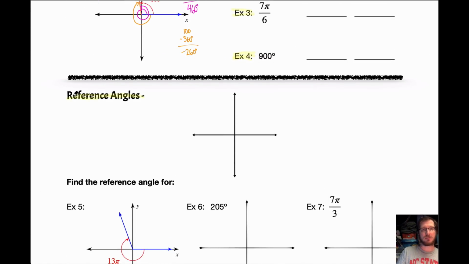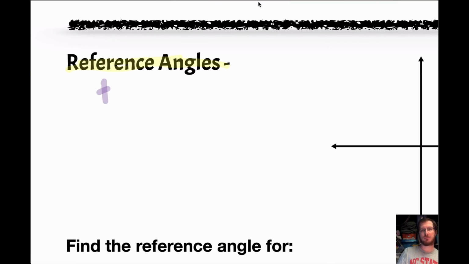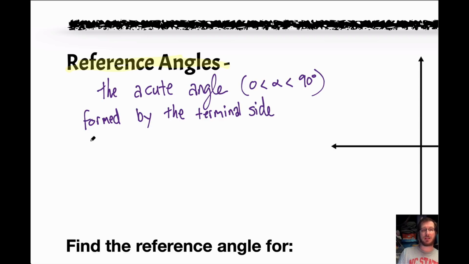Okay, next up, reference angles. All right, so a reference angle is the acute angle formed by the terminal side and the x-axis. And again, acute angles are between 0 and 90 degrees.